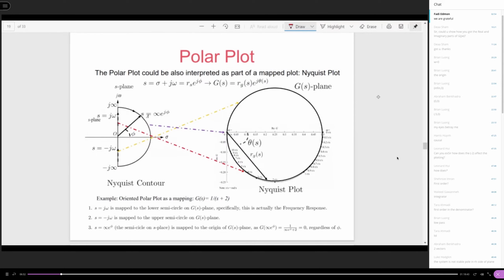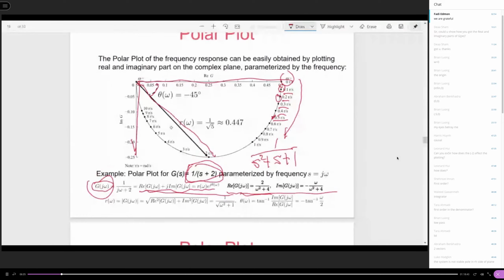Okay, if you remember, if you look here, the semicircle corresponds to omega from 0 to infinity based on these two formulas, right? But if we look at this function, this is actually G of j omega. It's obtained by s equal to j omega. So in other words, we can think of this semicircle as a mapping. A mapping from what? From s to G of s.